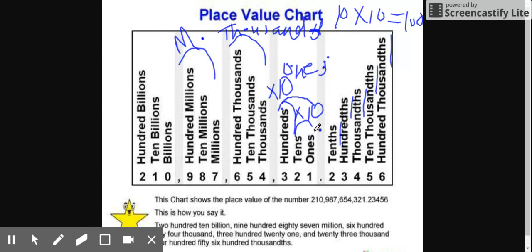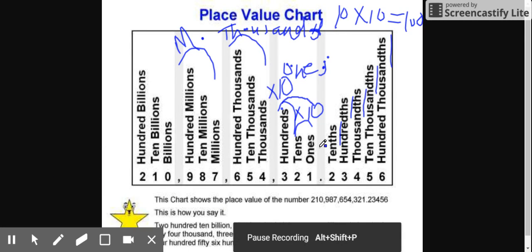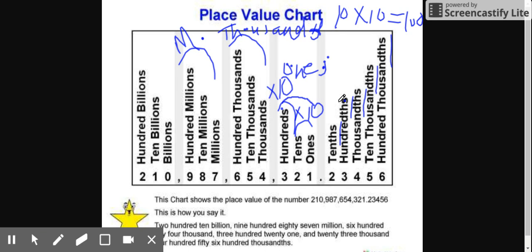So if I was to jump 3 times, what do you think I will multiply by? I would multiply by 1,000 because I would then multiply by 10 3 times. It would be 10 times 10 times 10 because I jumped 3 times to the left. From the ones to the tens, that's one jump. Tens to the hundreds, that's another jump. And 100 to 1,000 would be 3 jumps. And that would be 10 times 10 times 10, which equals 1,000.